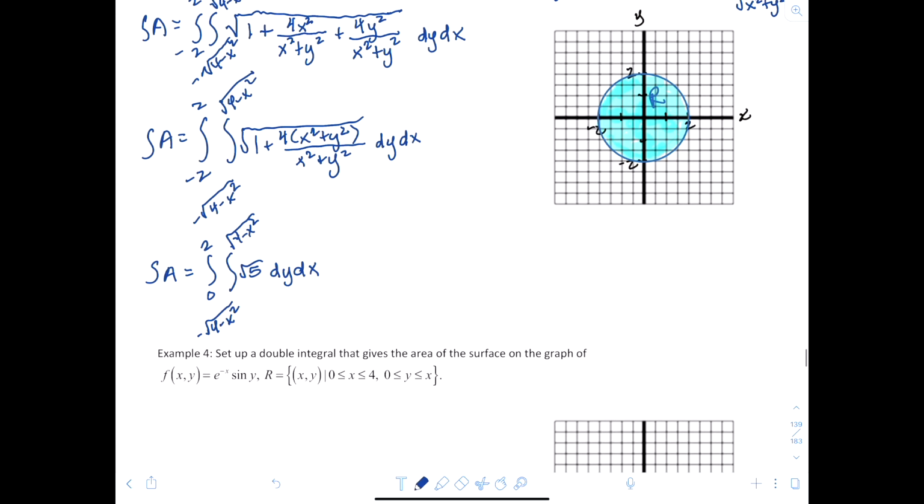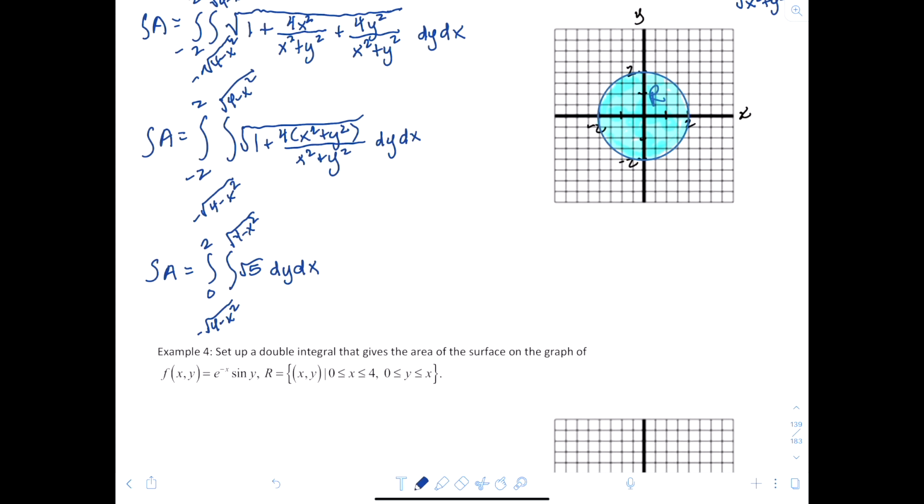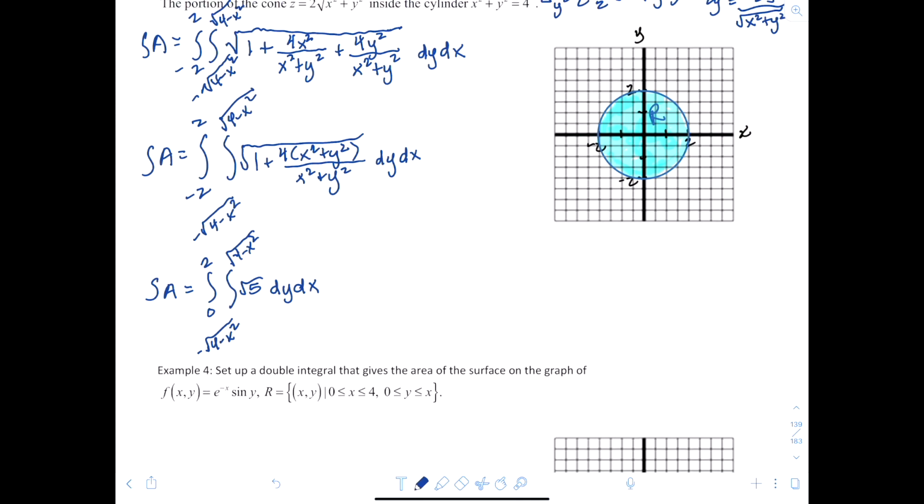So now I want to put this into polar just because the limits of integration are kind of mean. And so let's see what happens. Our surface area is, I'll bring out that root 5, and then theta will go from 0 to 2 pi, and r goes from 0 to 2. And we have an r from the formula, dr d theta.